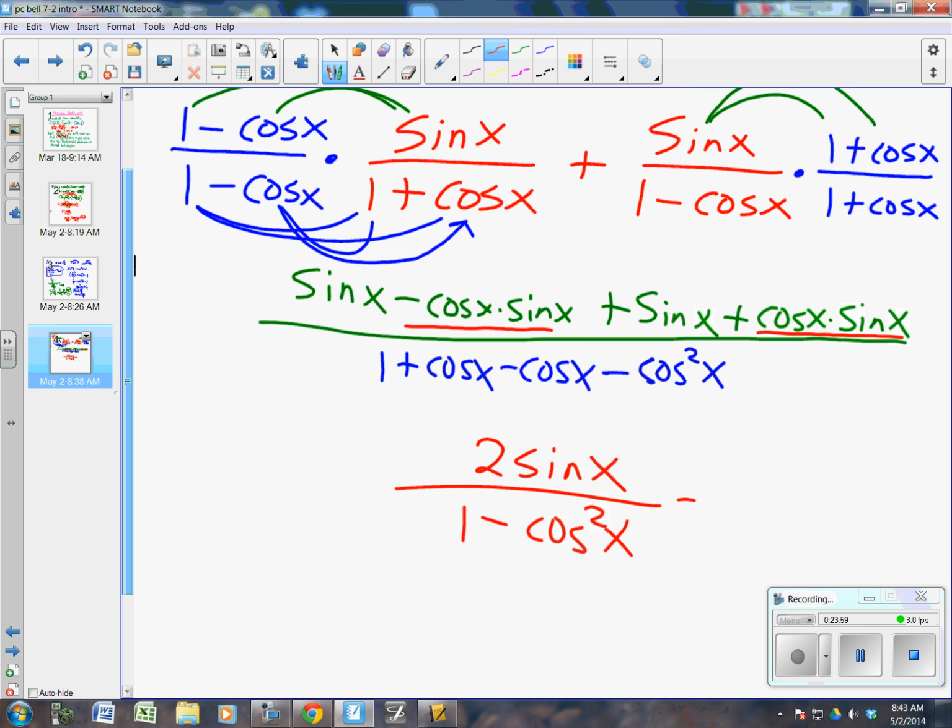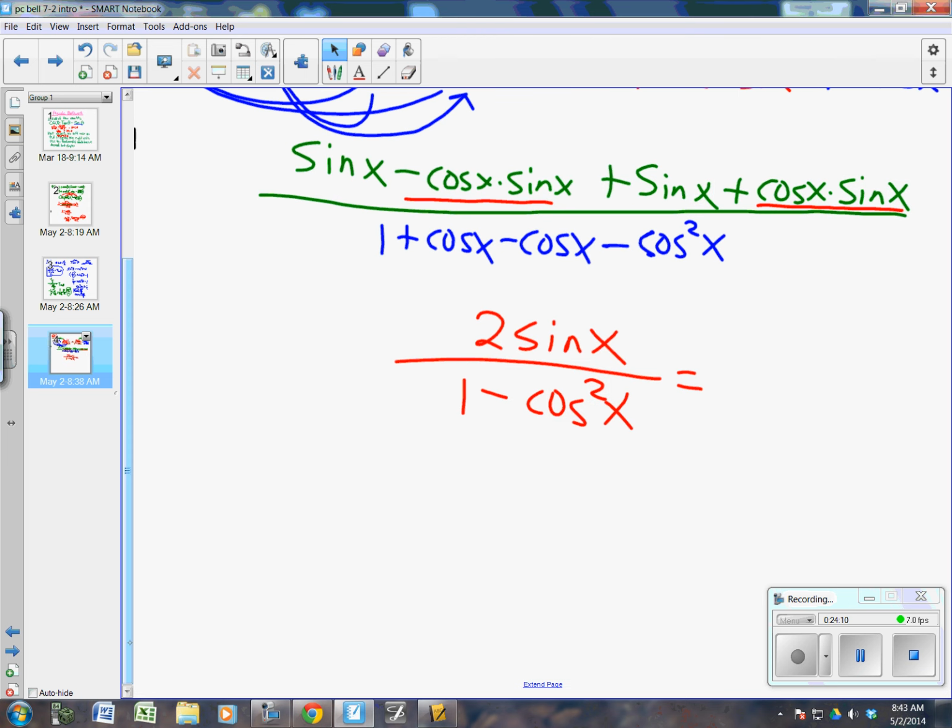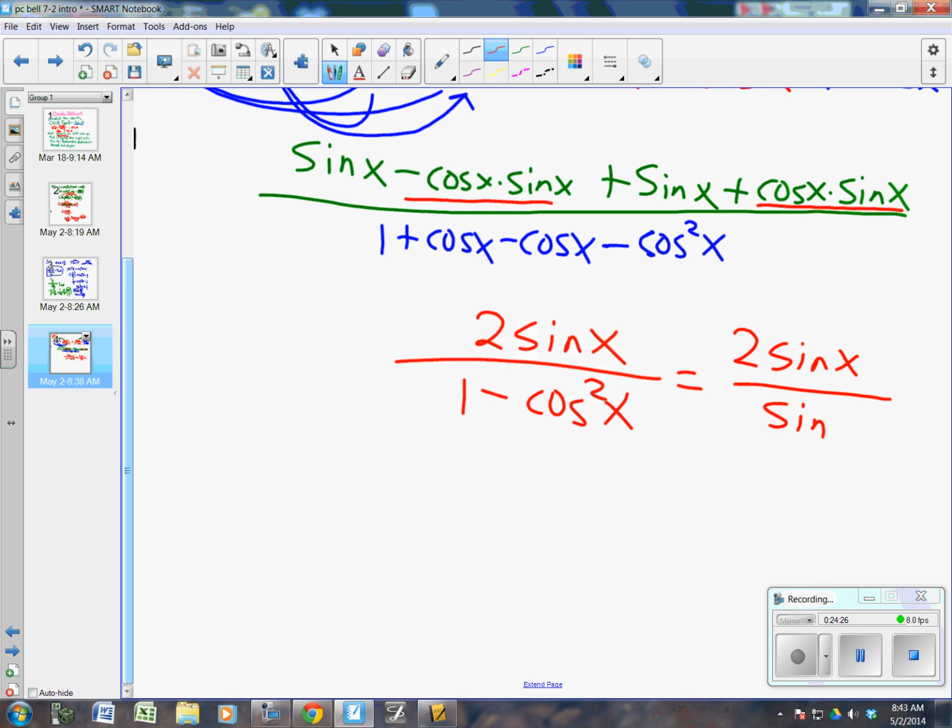Okay, here we go. There's an identity with 1 minus cosine squared of x. What is that identity? What identity is 1 minus cosine squared of x? We've probably only done this one 10 times. Huh? Yeah, it is. Sine squared. Okay. So I have 2 times the sine of x over sine squared of x.